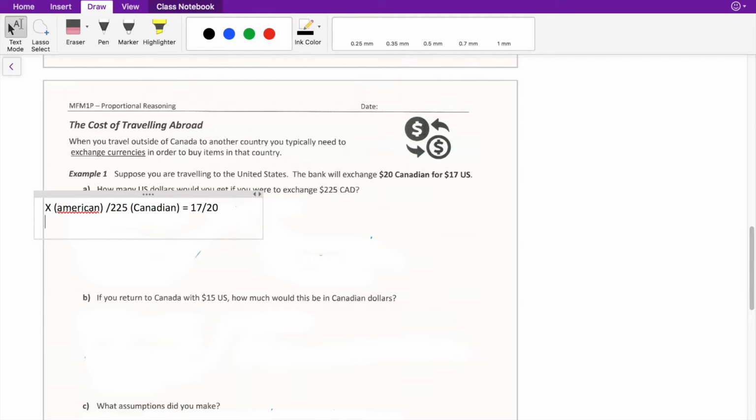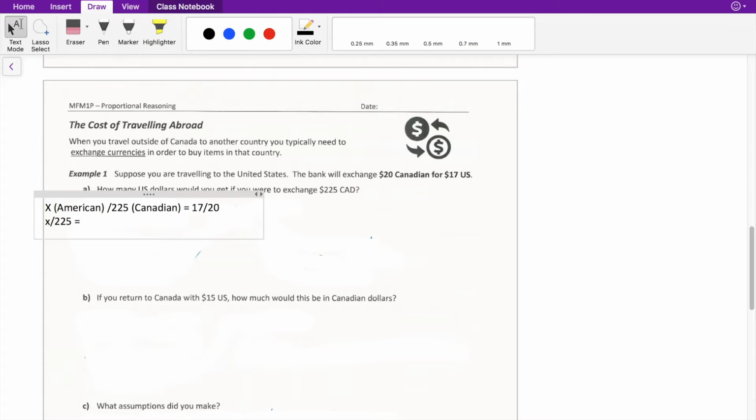And the first step to this, hopefully everyone knows so far, is what? Who should I ask? Let's ask Robert. And of course Robert would get it right with 17 divided by 20. Let's go x over 225.